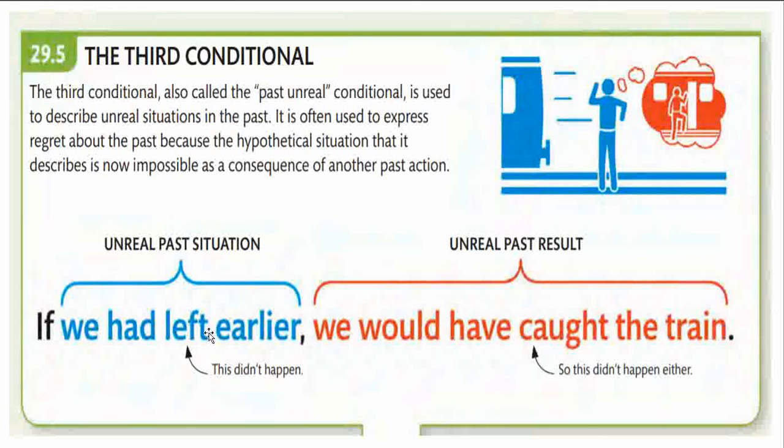This did not happen. So the result is unlikely. You cannot change the result. We would have caught the train. So this did not happen earlier. For example, if I had worked hard, I would have passed the examination. Because in the past you did not work hard, so in the current situation you couldn't have passed the examination.